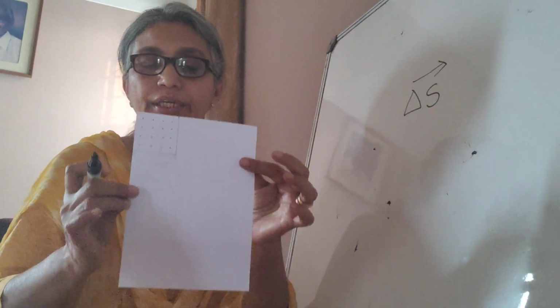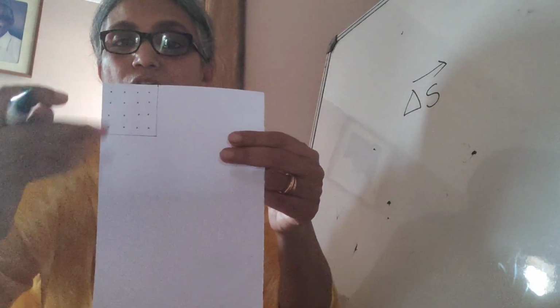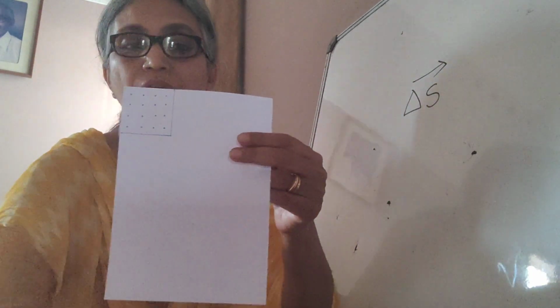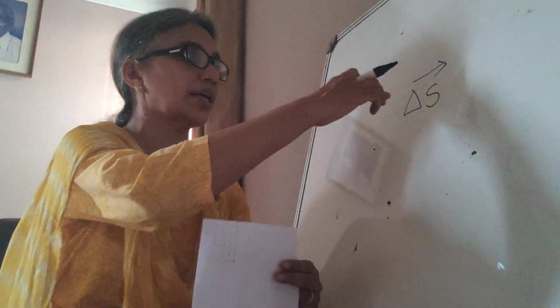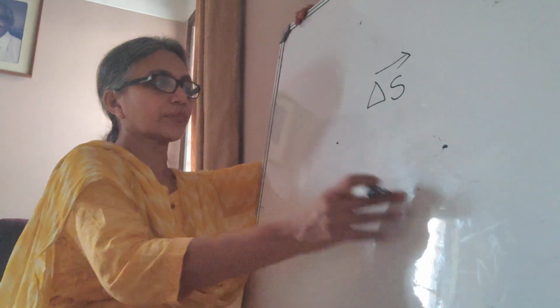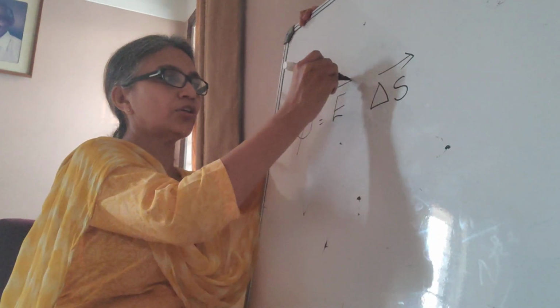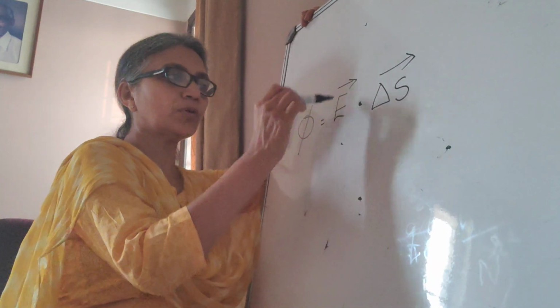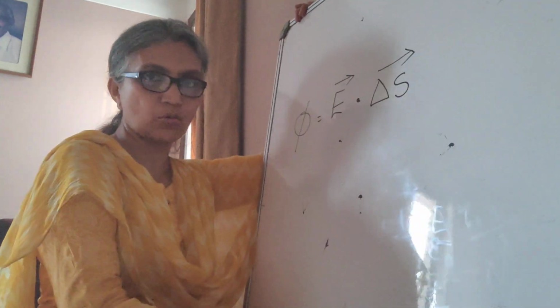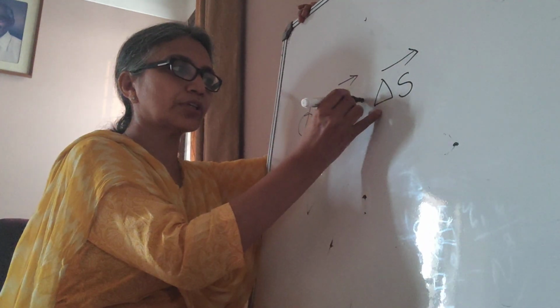Flux, I told you, is the number of field lines that pass perpendicular through the whole area, not just unit area, but the whole area. And if the whole area I am denoting as delta S, then the flux phi is equal to E dot delta S, where both E and delta S are now vector quantities, and we take the dot product.